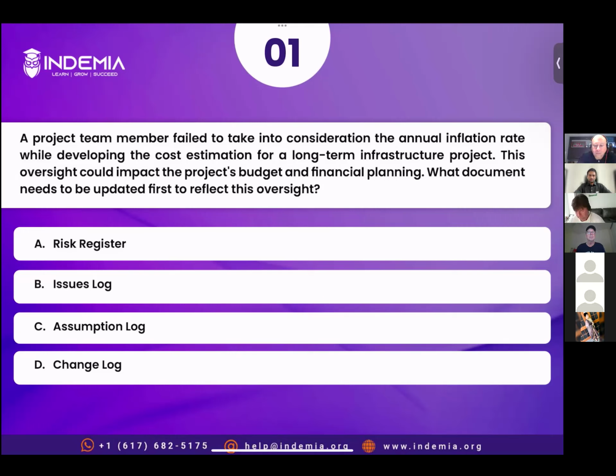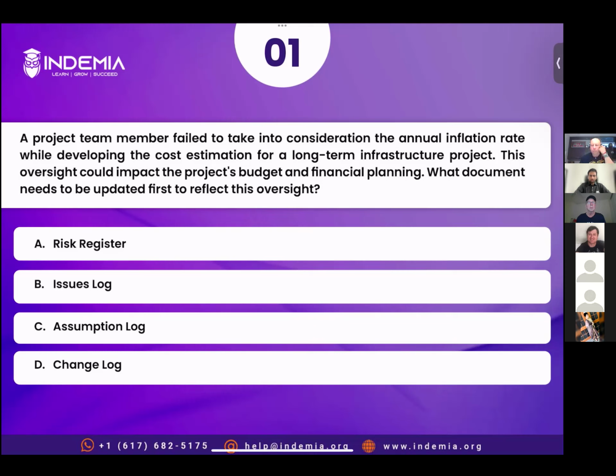So during the planning stage, team members fail to take into consideration the annual inflation rate while developing the cost estimation, and it says this oversight could impact the project budget, right? So it's neither a risk. Risk is something that is an uncertain future event. So there is no uncertainty here, right? We have already skipped it. You understand, everybody? Since it has already been ignored or not taken into consideration, it can't be a risk, number one. So A can't be the right answer.